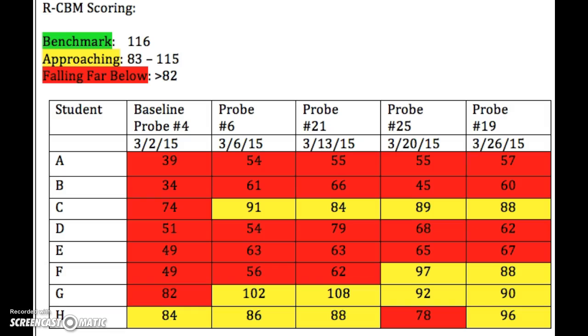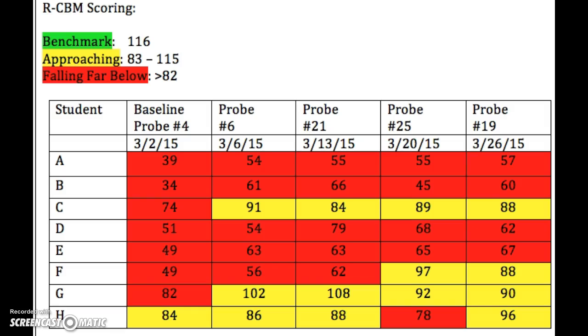The probes, number 6, 21, 25, and 19, were randomly chosen for this survey. Each one was given at the end of the week after they had practiced using the 6-minute solution Monday through Friday. If you look at the numbers, the majority of the students are still falling far below. Some are approaching, but no one is at or near benchmark. Student G is one of the highest out of this group. That student is one of the best readers out of this group of students.